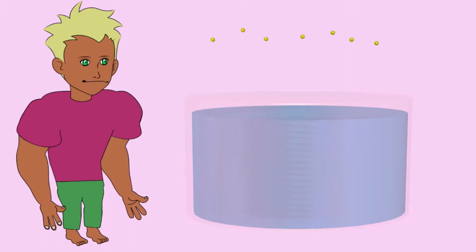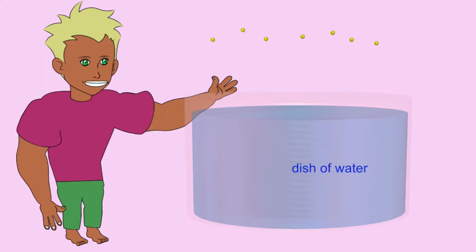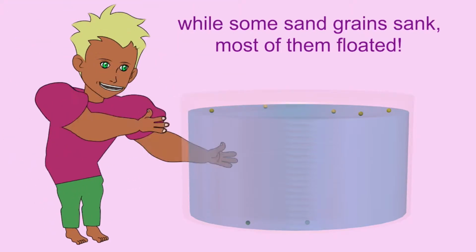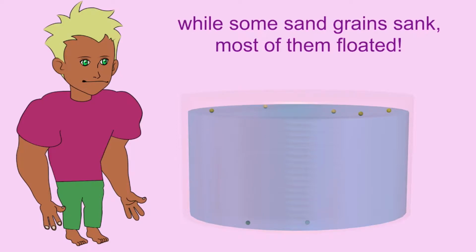I noticed something odd. I had this dish of water, and if I sprinkled yellow sand grains on the water, some of the sand grains sank, which I would expect since solids are supposed to sink in liquids. But most of the sand grains floated. I did not understand.